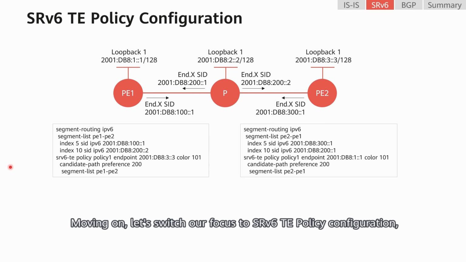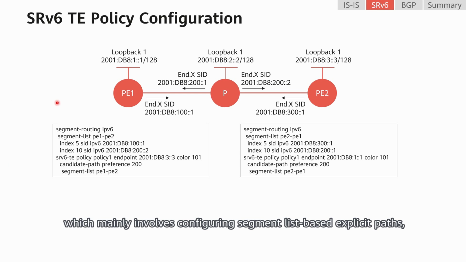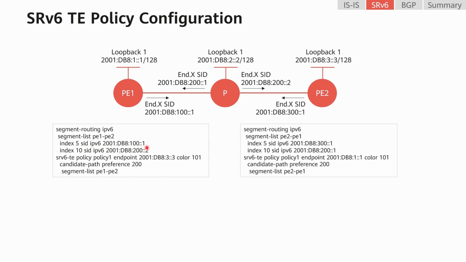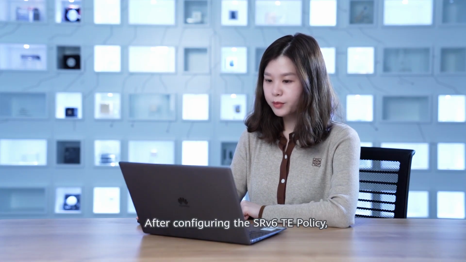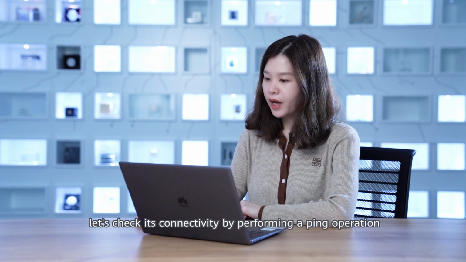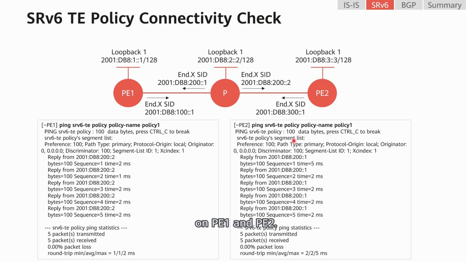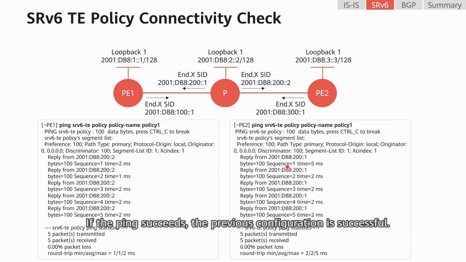Moving on, let's switch our focus to SRv6 policy configuration, which mainly involves configuring segment list-based explicit paths, specifying each involved hop, configuring an endpoint and color value for the policy, and configuring candidate paths to reference the configured segment lists. The configurations on P2 are similar. After configuring the SRv6 policy, let's check its connectivity by performing a ping operation on P1 and P2. If the ping succeeds, the previous configuration is successful.